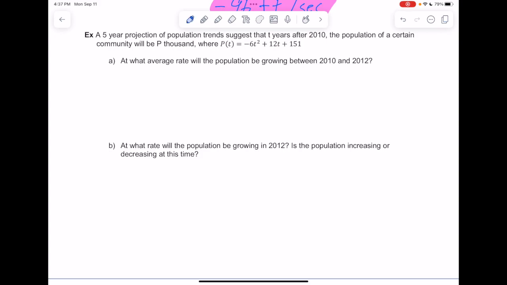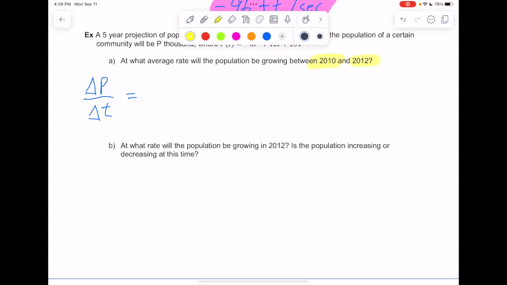So you could argue we don't know how to do this. We've never done this type of problem, but it's still one we can do. They're asking for a change in population over a change in time. So what we want to do is find the population in these two different years, 2010 and 2012.